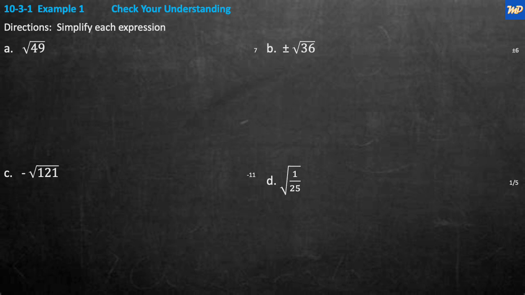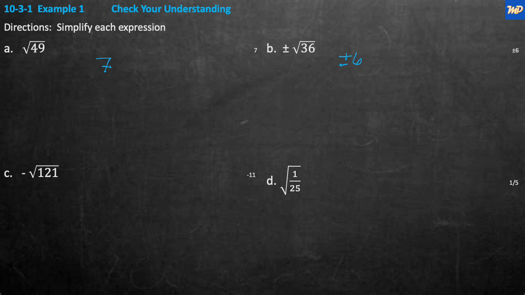Problem A, what is the square root of 49? Well, the square root of 49 is what number times itself gives us 49. The square root of 49 is 7. 7 times 7 is 49. How about plus and minus the square root of 36? Well, it's plus or minus 6. 6 times 6 is 36. The plus or minus is outside the radical, so we can say plus or minus.